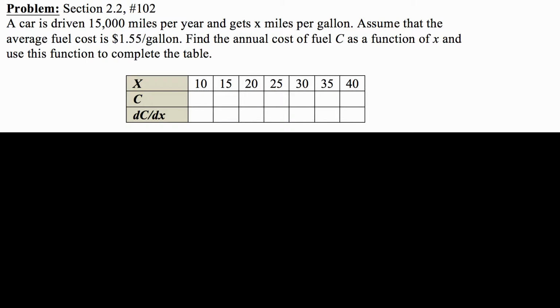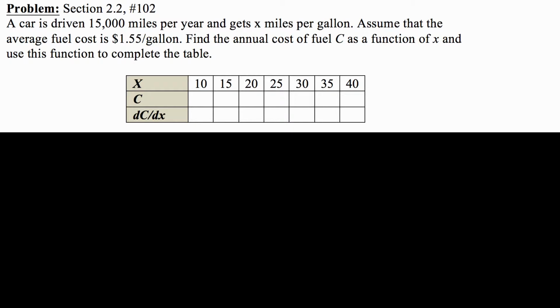Mr. Muscarella coming at you, and we're going to take a look at problem number 102 from section 2.2. A car is driven 15,000 miles per year and gets X miles per gallon. Assume that the average fuel cost is $1.55 a gallon. Find the annual cost of fuel C as a function of X and use this function to complete the table.